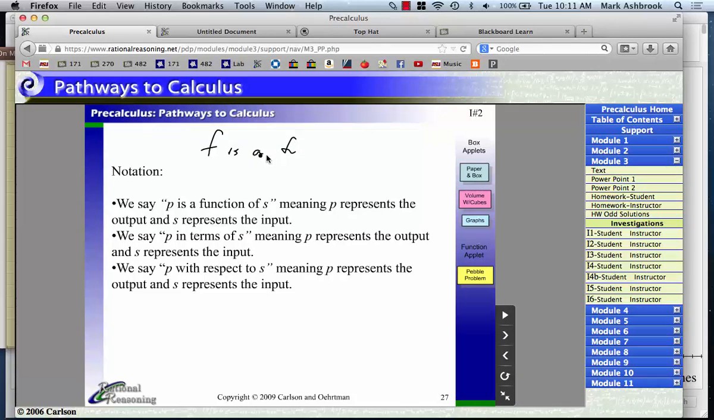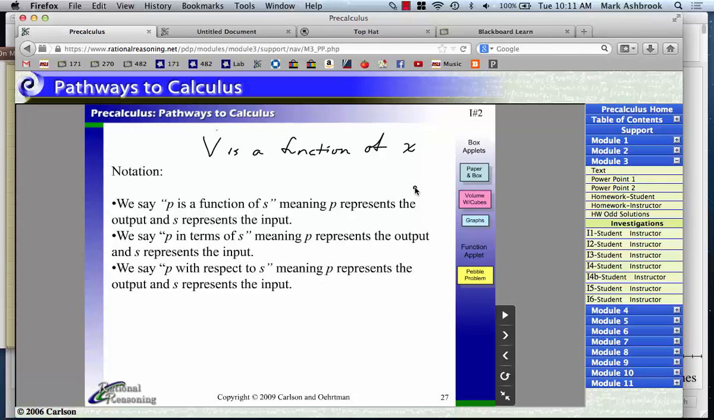I'm sorry, V. So for our previous example, we would say V is a function of X. Which is the input and which is the output? S is the input and P is the output. X, it makes sense, right?